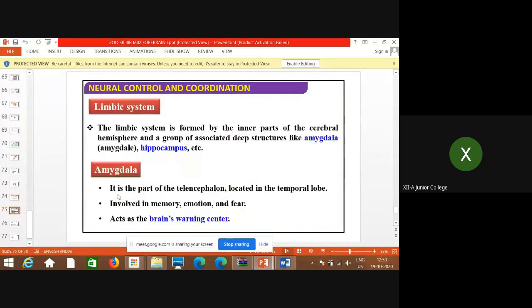Just remember the limbic system as well as the amygdala. The amygdala acts as the brain's warning center. It is part of the telencephalon located in the temporal lobe and involved in memory, emotions, and fear. Whereas the limbic system is formed by the inner parts of the cerebral hemisphere, a group of associated deep structures like the amygdala and hippocampus. See, these are also part of the cerebrum. That's why I'm just mentioning it here.